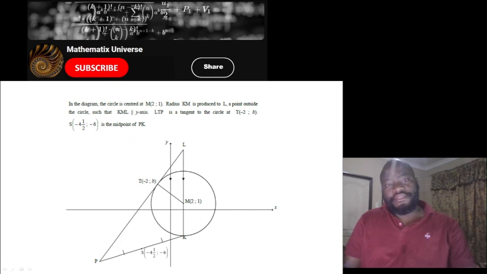Right, let me just move this so that we can have space for working. And this is the first question. And let's have the diagram over here. So the first question says, given that the radius of the circle is 5 units, show that b equals 4.